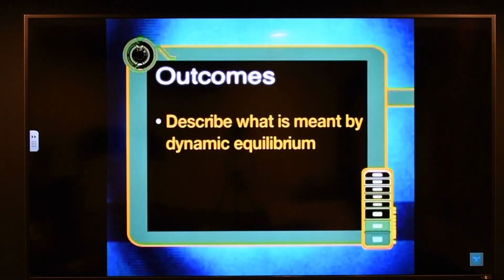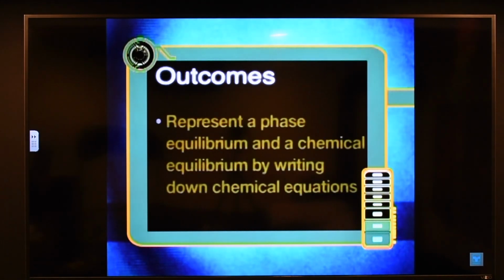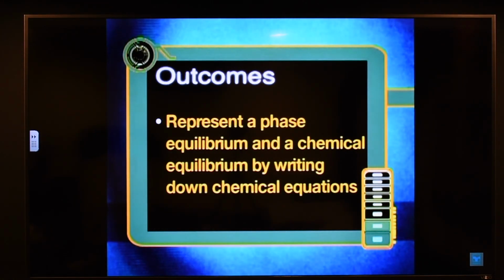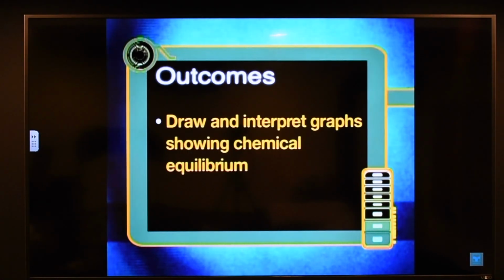By the end of this lesson, you should be able to describe what is meant by dynamic equilibrium, represent a phase equilibrium and a chemical equilibrium by writing down chemical equations, and draw and interpret graphs showing chemical equilibrium.